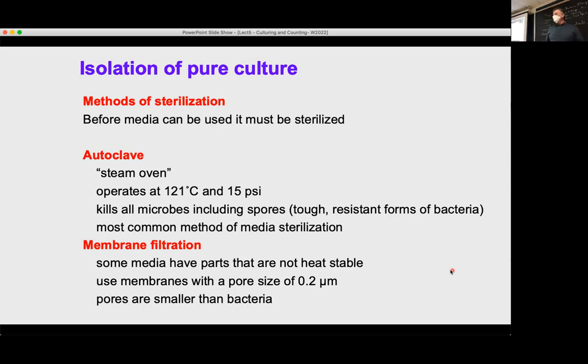There's also something called membrane filtration, which you can run your media through, and this will pick up the bacteria. This is frequently used when you're making defined media, because what you'll do is you'll make your glucose solution, and then you'll run the glucose through a filter. That'll pick up the bacteria. Usually they use a 0.2 micron filter when you're doing this kind of work.